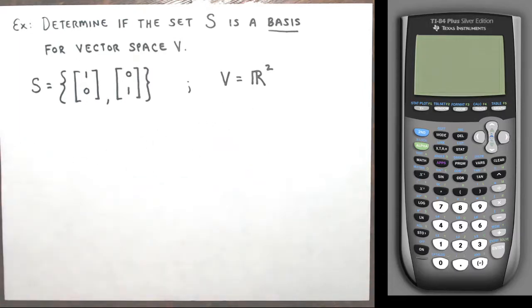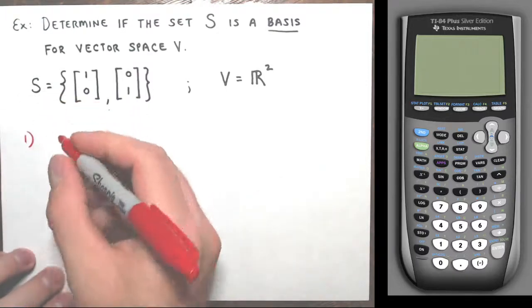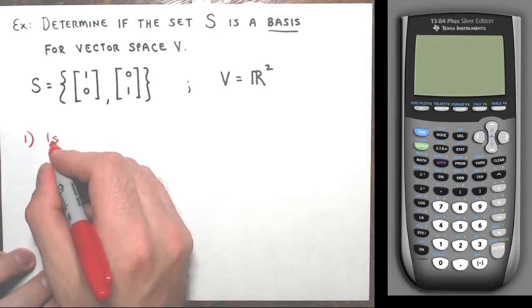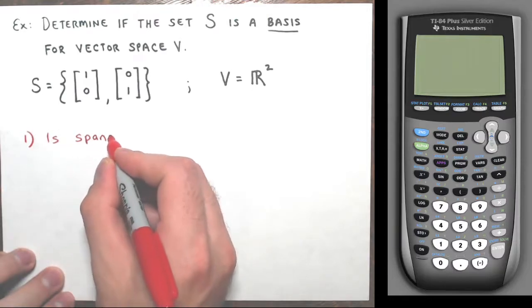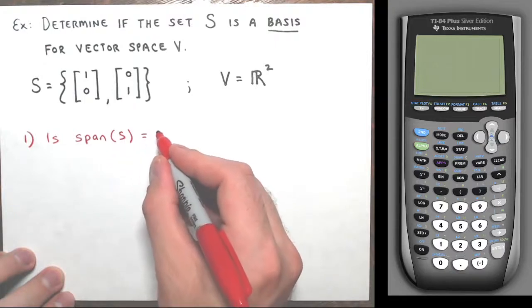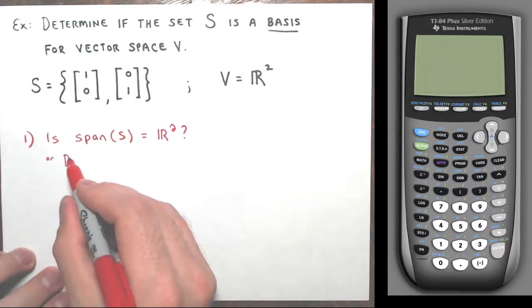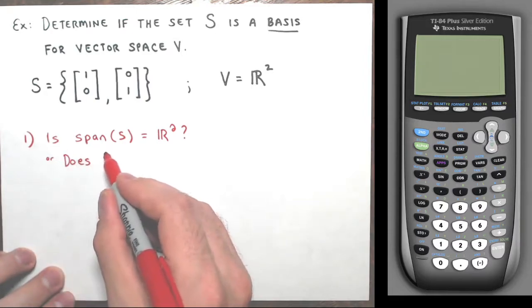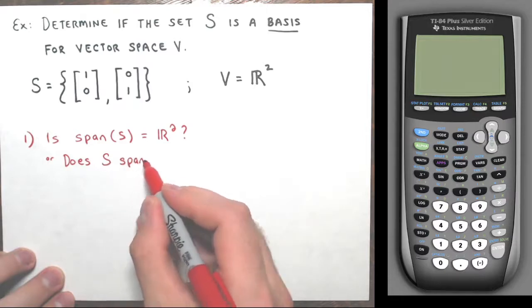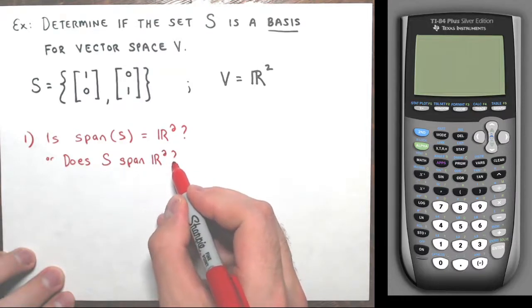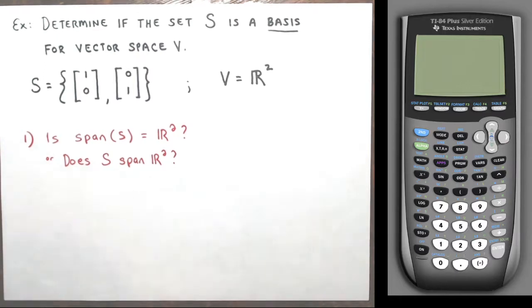All right, so I'm going to go through those two things we need to check. First, is the span of S equal to R2? Or in other words, does S span R2? Again, I've put up videos on this where we've tried to figure out if one set spans a vector space. So remember what this means.